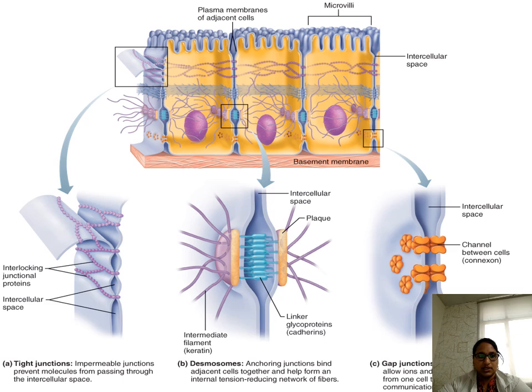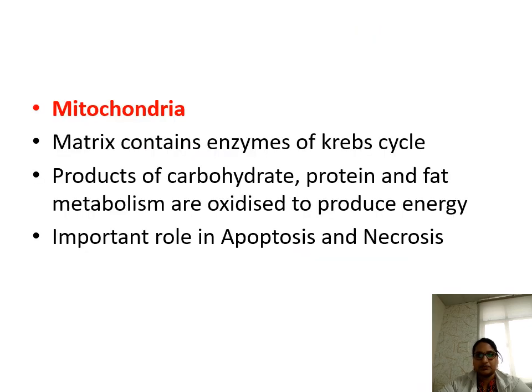So here we can see the tight junctions. These are impermeable junctions, and as the name suggests, they prevent molecules from passing through the intercellular space. And these are the desmosomes. These are the anchoring junctions. They are nothing but a tension reducing network of fibers. And these are the gap junctions where ions and some different molecules like amino acids will be traveling. Communication will be occurring from one cell to another.